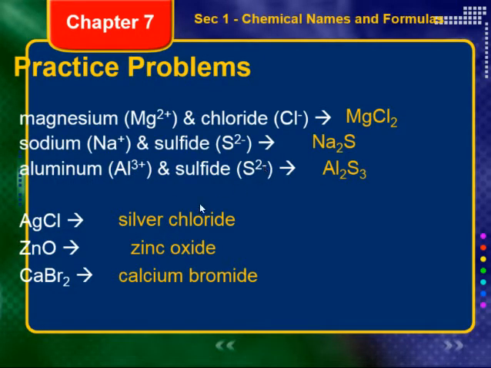Sulfide is a -2. Looking at it from the other way, going from formula to name, start with Ag, that's silver, and chloride. Zn is zinc. This is an oxygen, so oxide. Calcium, and this is bromine, so bromide, calcium bromide.